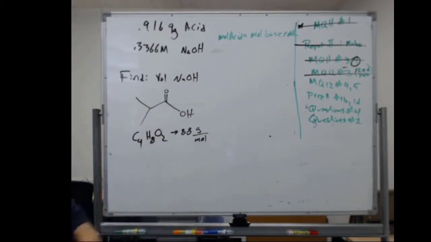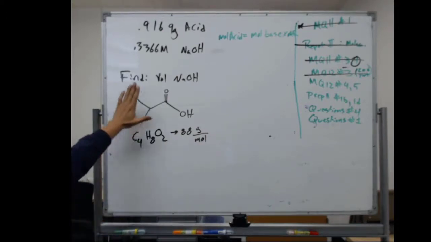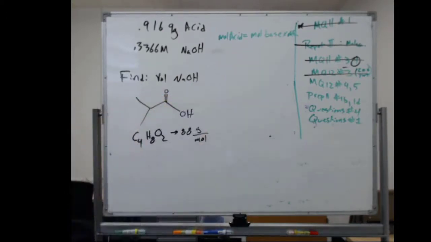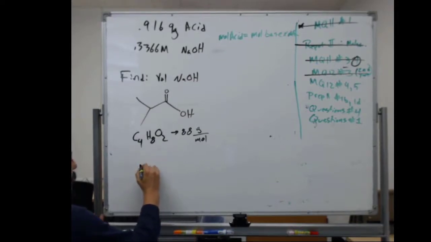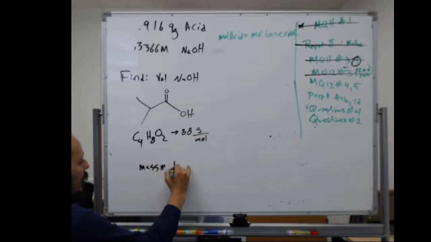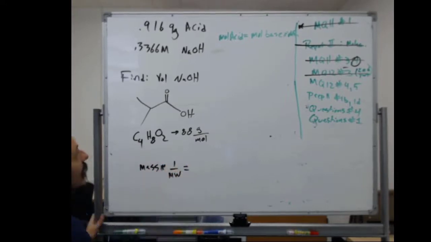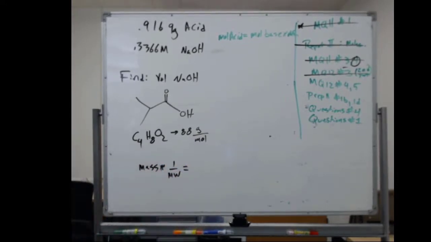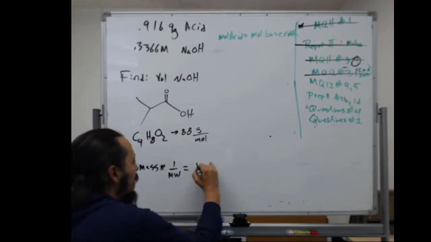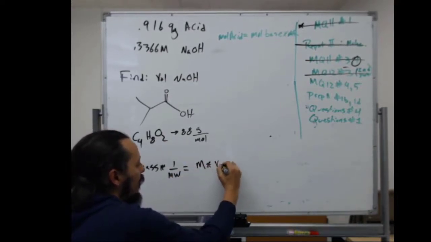Okay. I think this is the problem. One of the problems I messed up my simple math with yesterday, and I kept getting a number different than 88. But once we have this extra piece of information and this extra piece of information, this really looks like a lot of the problems we've been doing. My moles of acid is going to be my mass times 1 over my molecular weight. That's going to be equal to my moles of base, which is going to be molarity times volume.